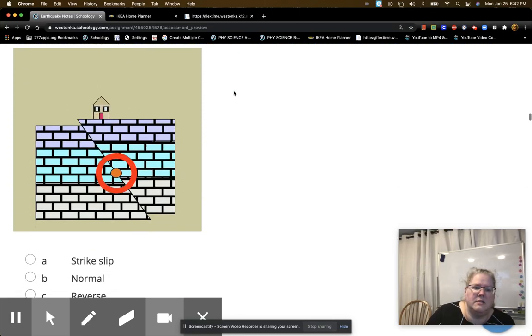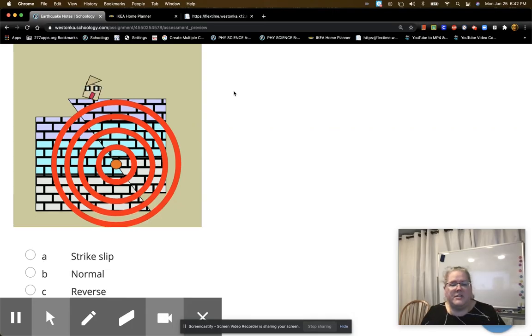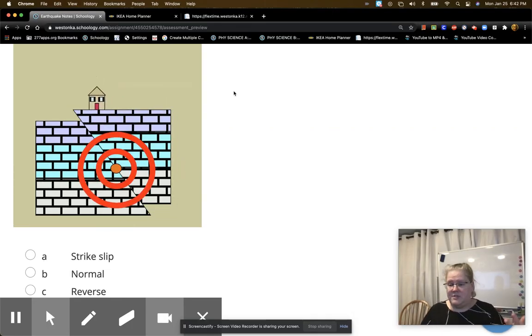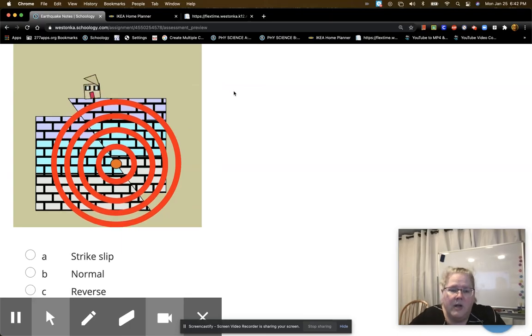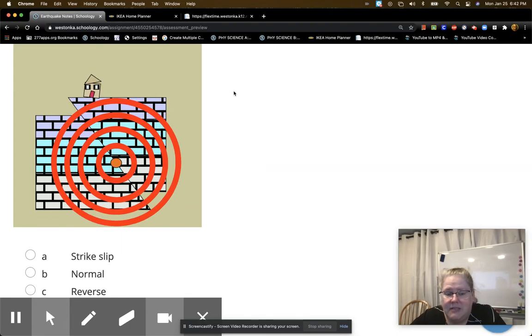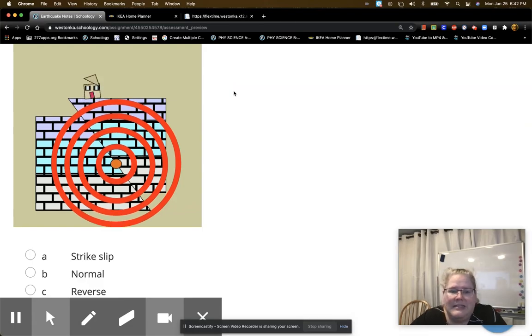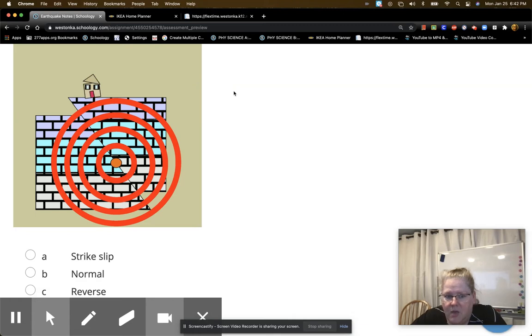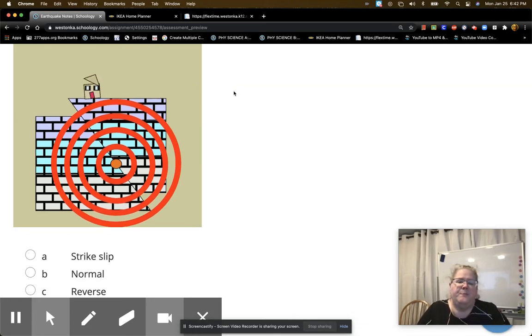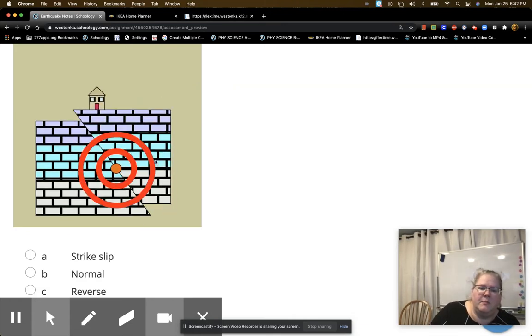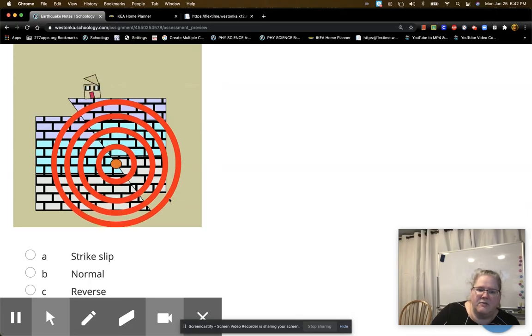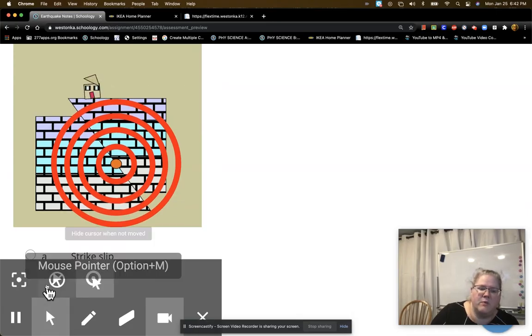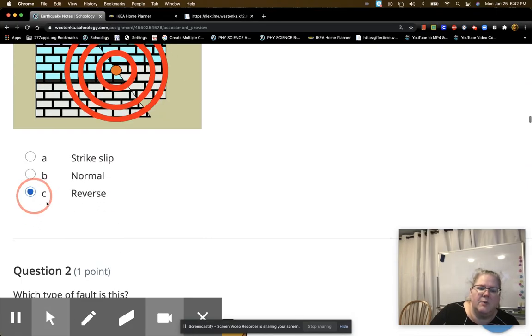All right, take a look at this one. I do have these in the notes. I'm not actually going to make you go and answer these questions, but we're going to answer them now. So in your head, tell me what kind of fault this is. Is it a strike slip? Is it side to side? Is it normal sliding down? Or is it moving up? Well, if we line it all up, this is my slide on the left and it's moving up the slide, so that would need to be a reverse.